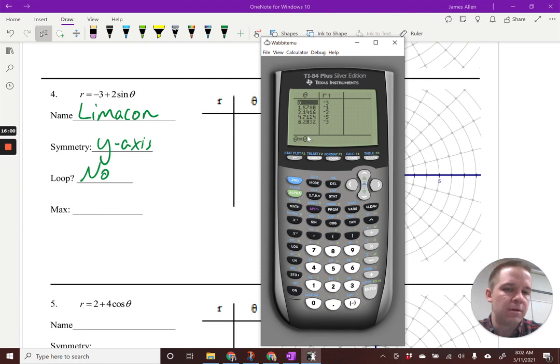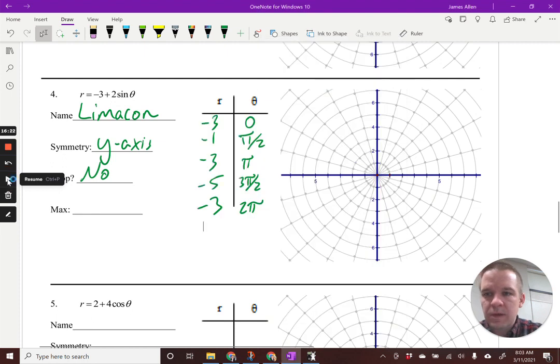Look at that. I love that. Still plugged in there. Beautiful. So, and we could evaluate this by hand as well. Sine of 0 is 0, and so 0 plus -3 is -3. Sine of pi over 2, that's 1, so -3 plus 2 then is -1, so on and so forth. So let's pop that table down on our notes.